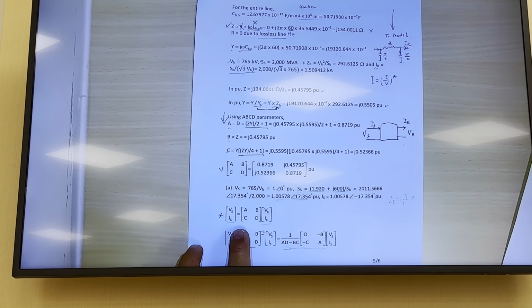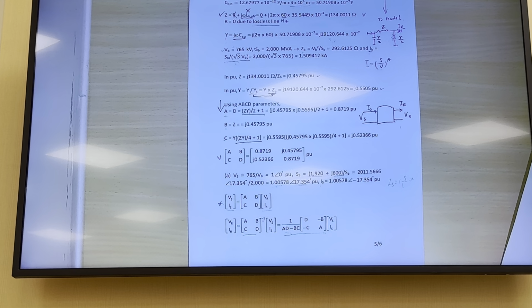Let me summarize. The key for this transmission matrix is that we calculate the electrical parameters. Right? After that, we use this formula to get ABCD. Once you get ABCD, the relationship between the input and output can be quickly calculated. It depends which is known, which is unknown. If this is known, then you directly use this one. If this is known, then you need to use the inverse of this. Just the basic operation of the matrix.